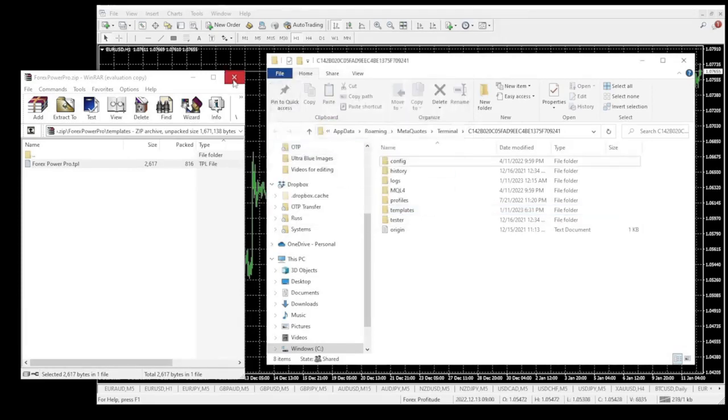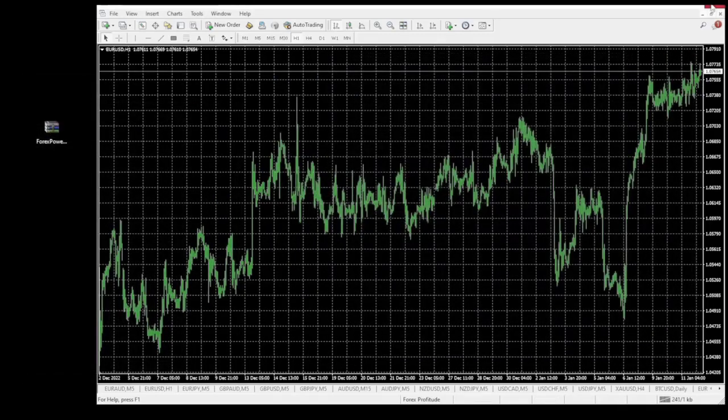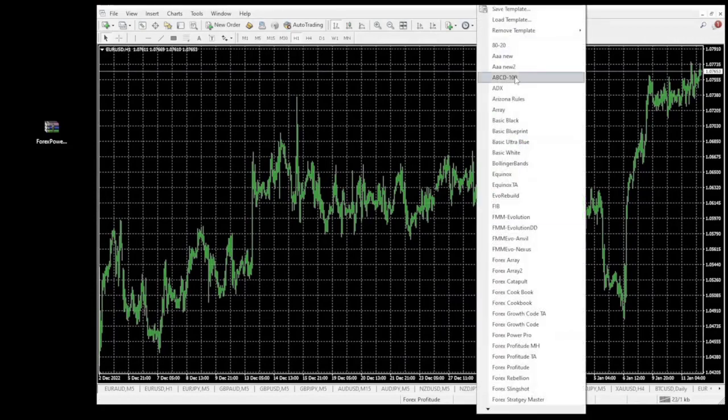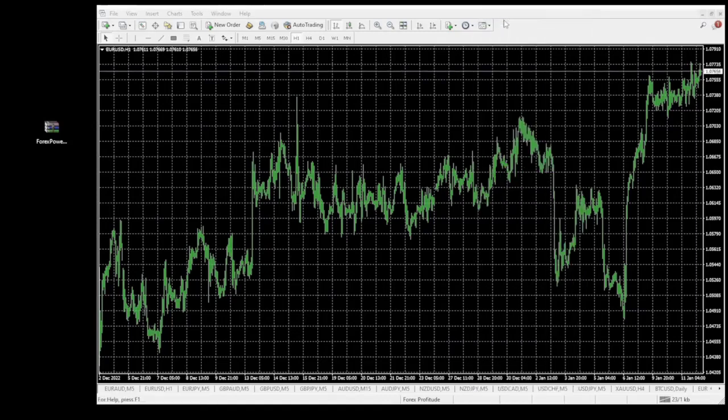And with that, I'm going to close both of these windows. I am going to close the platform again and now reopen the platform. And with that platform reopened, the same process applies. I'm going to hit templates. If you don't have too many templates, it'll be in this list. But me, I'm going to click load template.